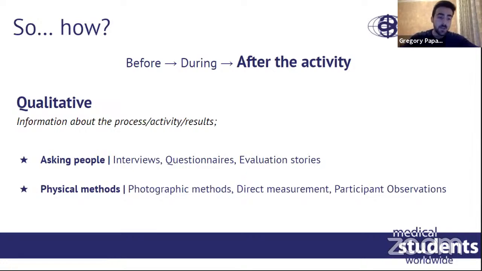And another method to do so is the physical methods. You can have photographic methods or participant observation. You basically observe the interaction of participants, if they raise hands to make a question, or if they are on their phones during a workshop or a speech. So you measure the pulse of the participants, and actually it is a very good tool in order to get feedback and to see if they like the activity.